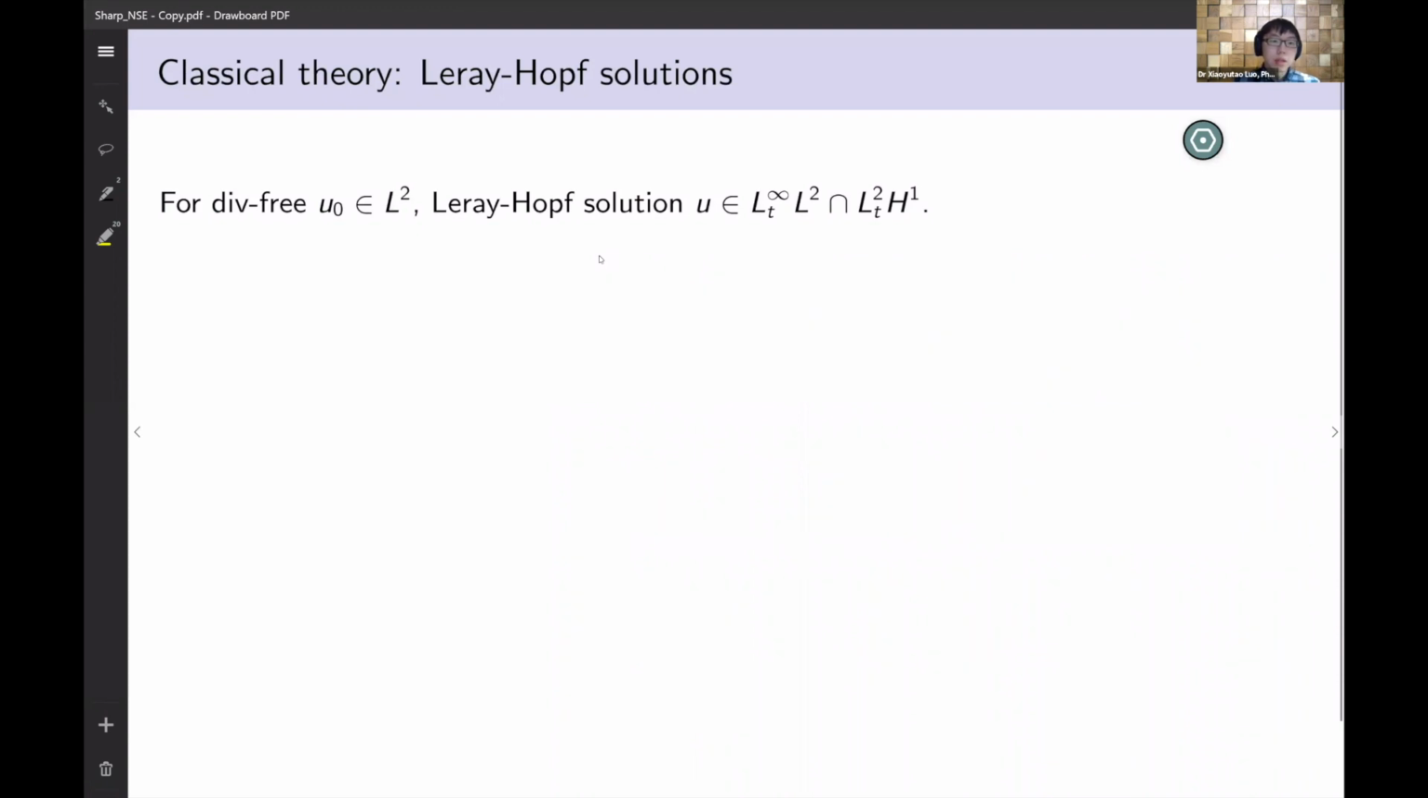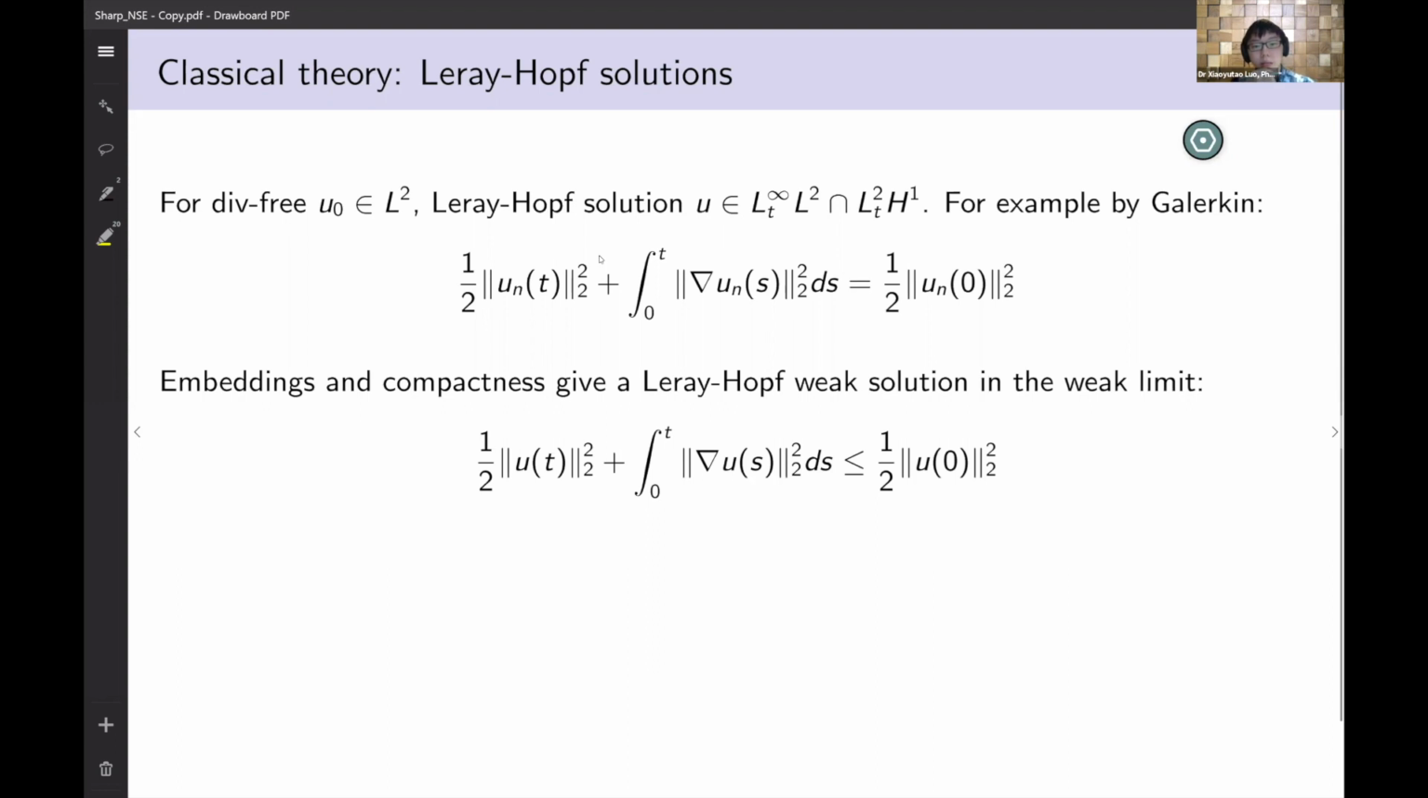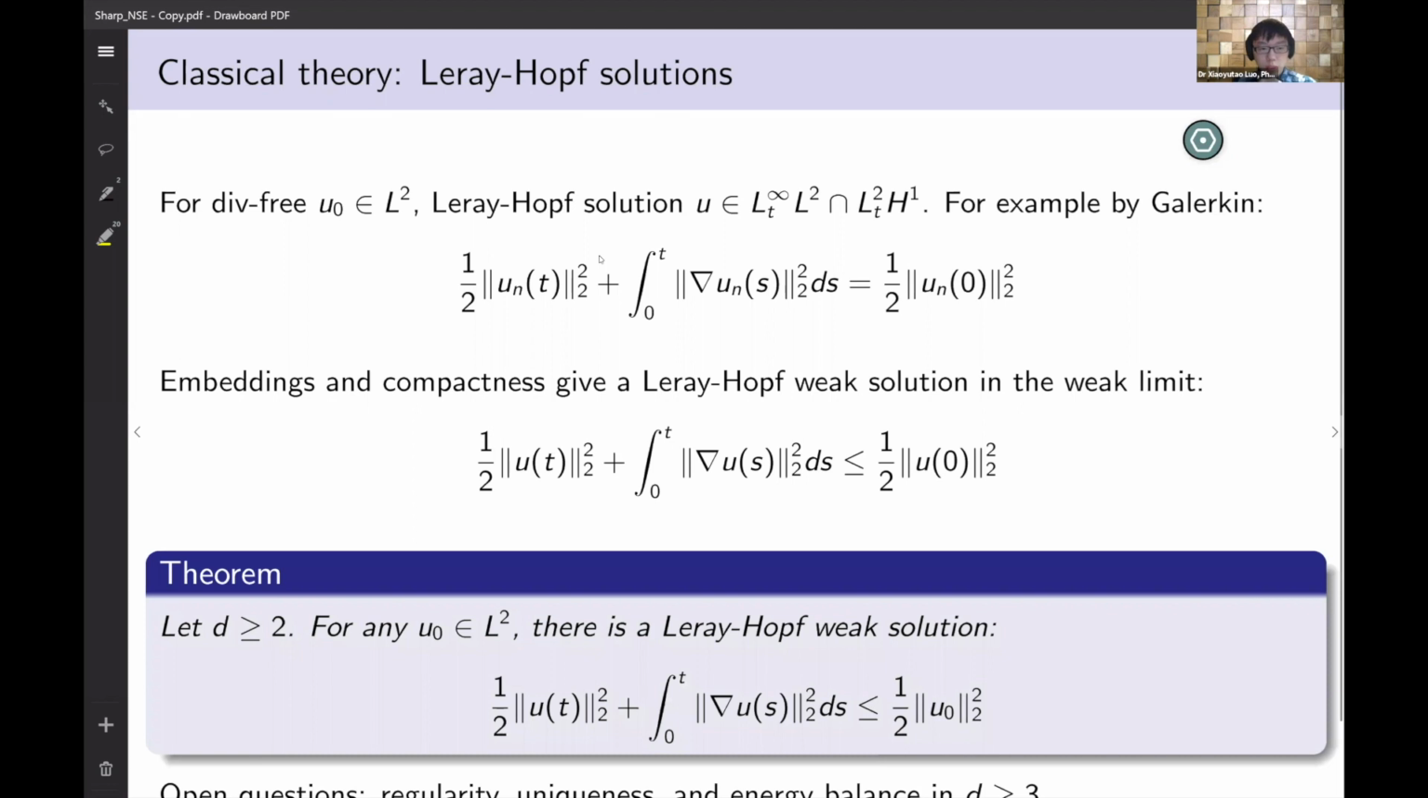So here's a little bit about the classical theory. For any divergence-free initial data, there's always one Leray-Hopf solution in this regularity class, finite energy and finite dissipation. Because we're on a torus, you can do this by finite dimensional approximation, and those approximate solutions will satisfy the energy equality. But when you take the weak limit, the weak solution will satisfy the energy inequality. You can do this construction in any dimension you want, as long as the initial data has finite energy and is divergence free. So there's always one Leray-Hopf solution.